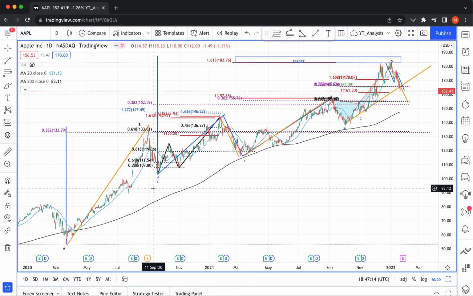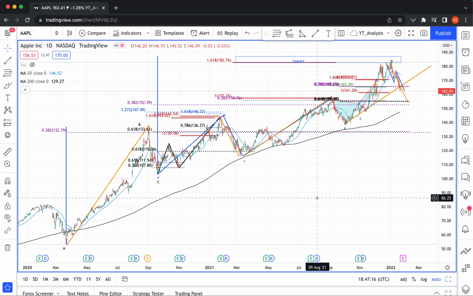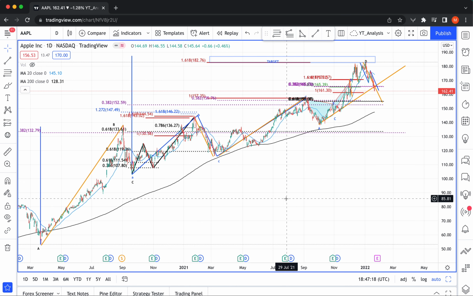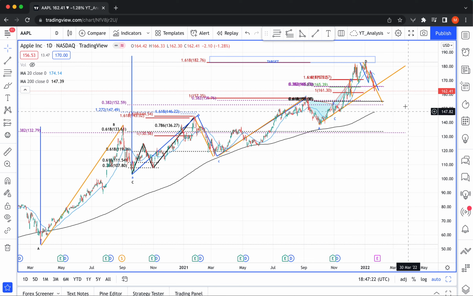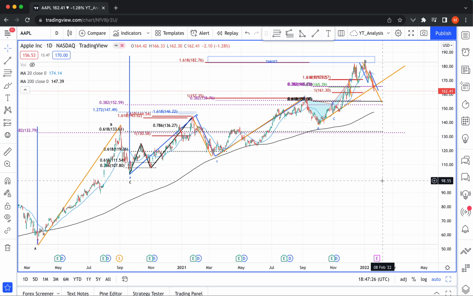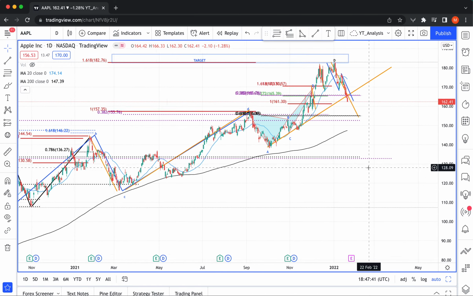And then we had a few nested ABCD cycles which were also coming in that region, and there were smaller ones in this part here. That's how we arrived at this target of about $182 to $188 per share level. That's also the region where Apple reached a market valuation of 3 trillion, and it saw that valuation for a few days and then rotated lower.